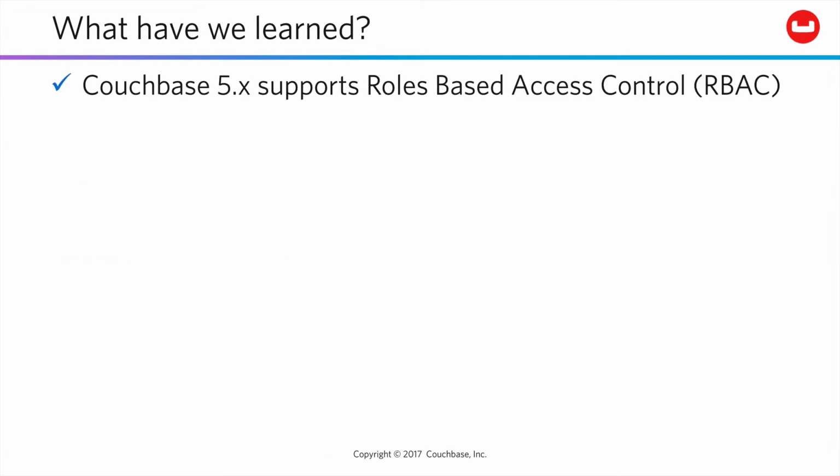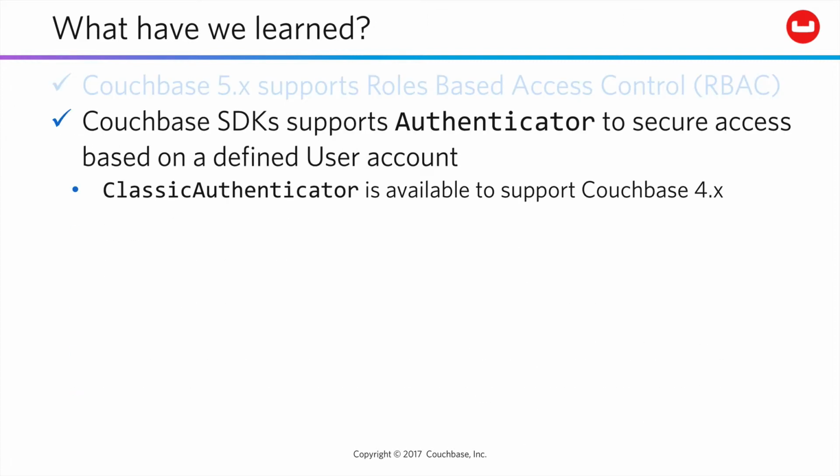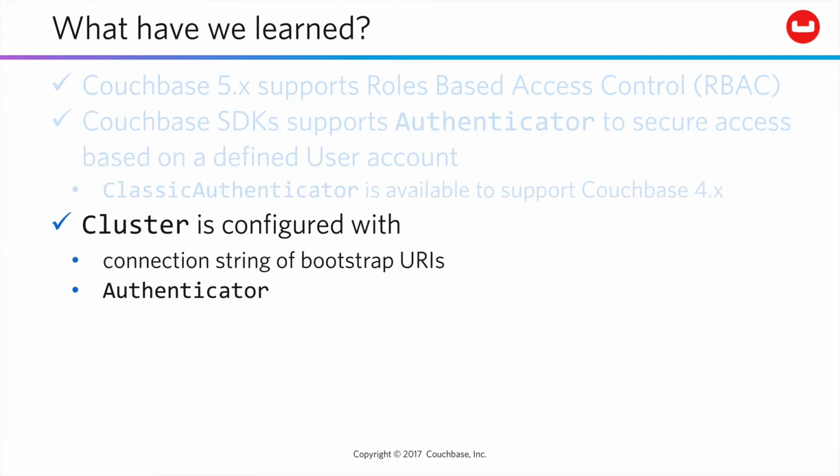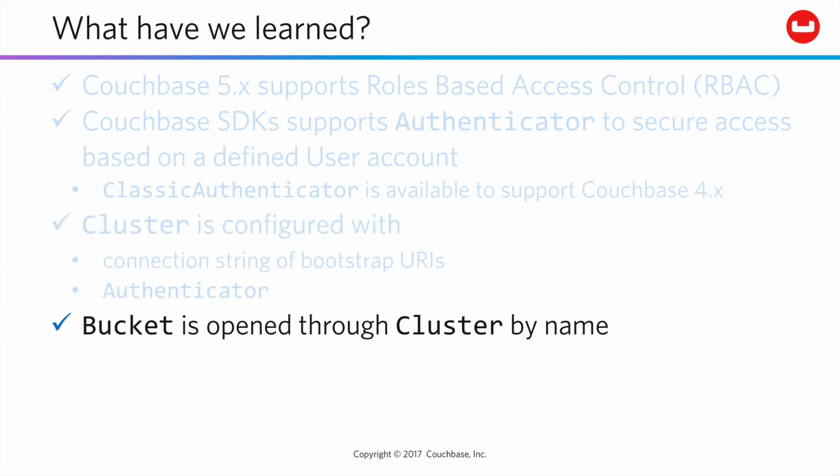So what have we learned here? Well, first, Couchbase 5 supports roles-based access control. The SDKs support an authenticator which secures access based on a defined user account in your server. There is a classic authenticator available to support Couchbase 4 if you are using Couchbase 4. Your cluster is configured with a connection string of one or more bootstrap URIs, but from the moment it's created, it's going to pull the most current cluster map and continuously keep updated with the current state of the cluster. You also assign the authenticator to the cluster, and then through that cluster you open your bucket by name, and it's the bucket that supports all of the operations with your data.